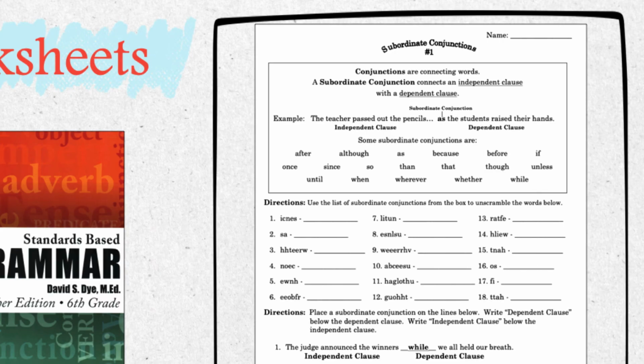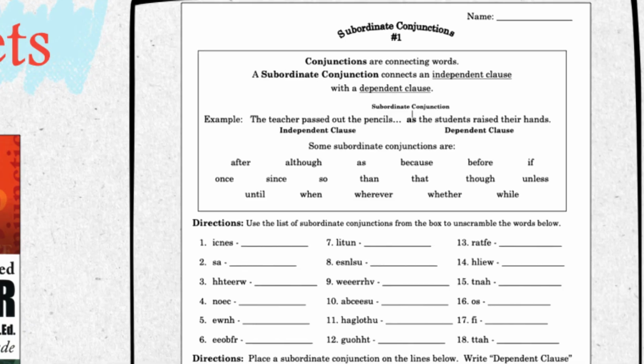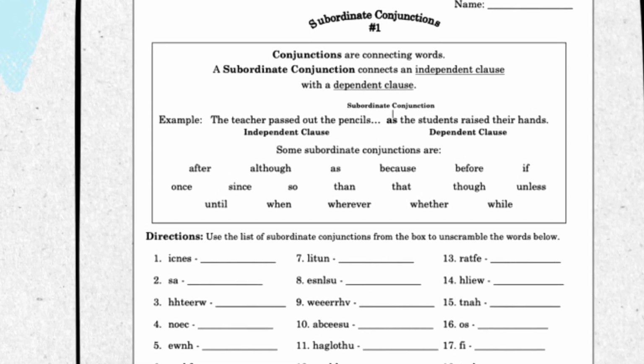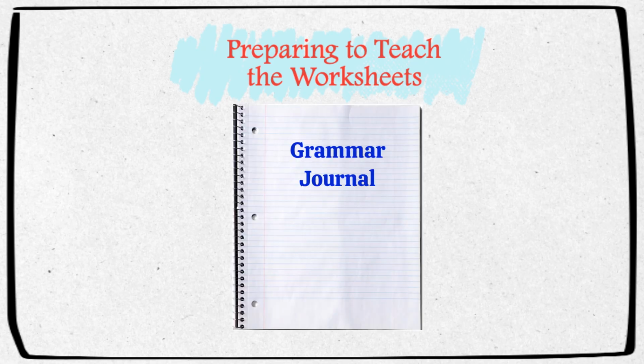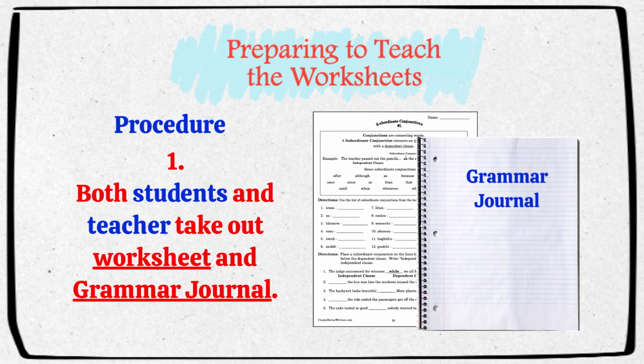I teach the lesson using the worksheet under the document camera, and I have a spiral notebook we call a grammar journal that I'll use to teach the lessons, and the students will actually have a spiral notebook as well. And we start by, they know the grammar lesson's coming up. They have the worksheet. They know to take out their grammar journal. They're ready to take notes.